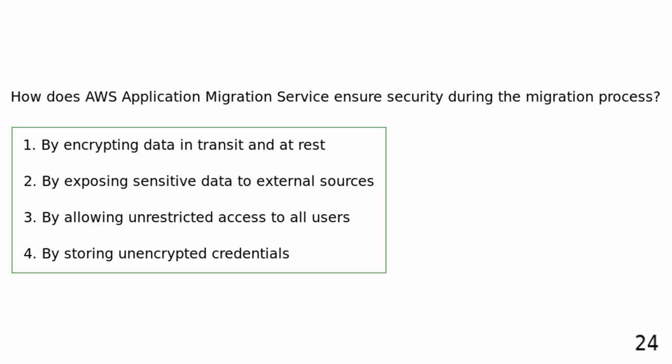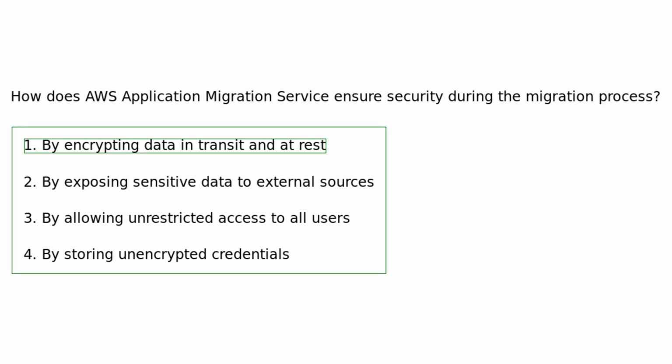How does AWS Application Migration Service ensure security during the migration process? By encrypting data in transit and at rest. By exposing sensitive data to external sources. By allowing unrestricted access to all users. By storing unencrypted credentials. AWS Application Migration Service ensures security during the migration process by encrypting data both in transit and at rest, maintaining the confidentiality of sensitive information.